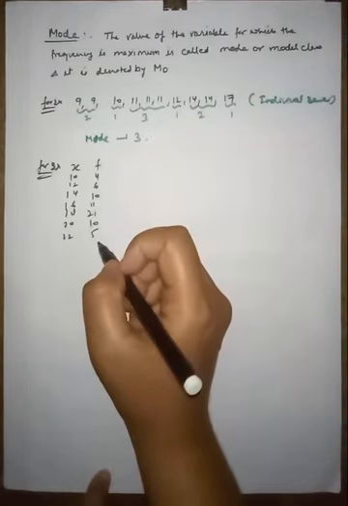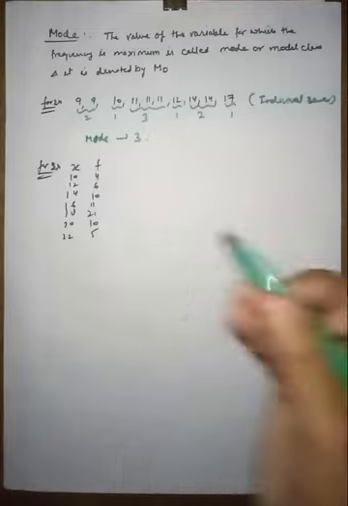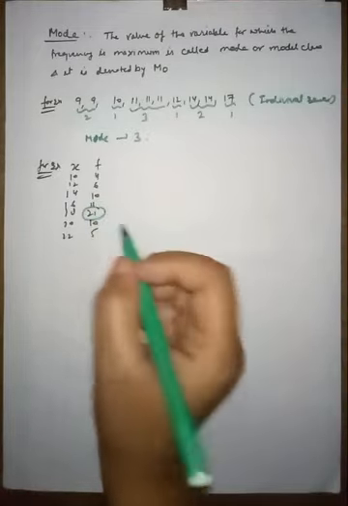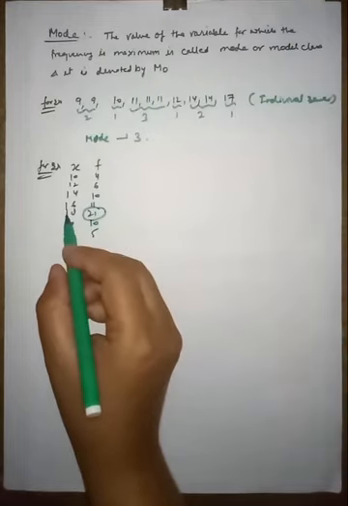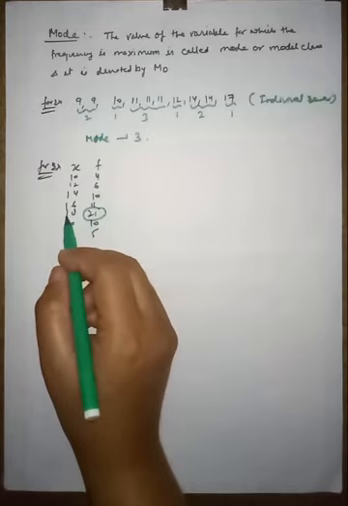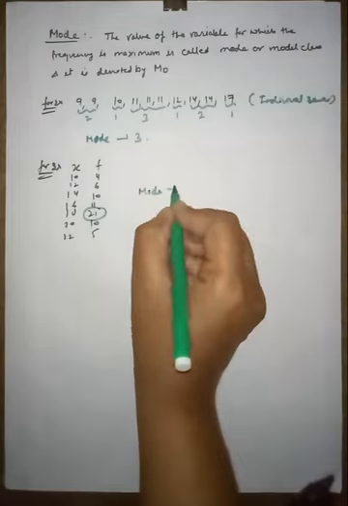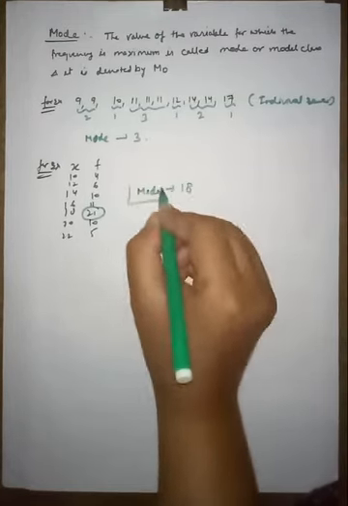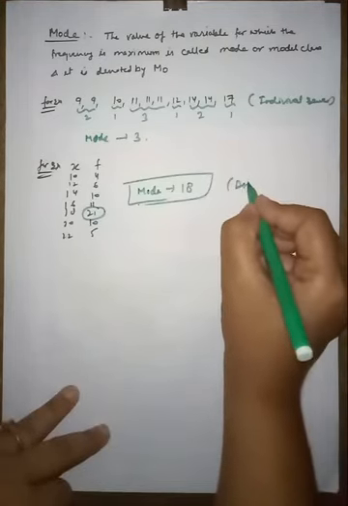In this case, you see the maximum frequency. Where is the maximum frequency? You see 21 is the maximum frequency. So the mode is 18, because the value which has the maximum frequency 21 is 18. So here the mode is 18. It is so simple to find the mode in the case of the discrete series.